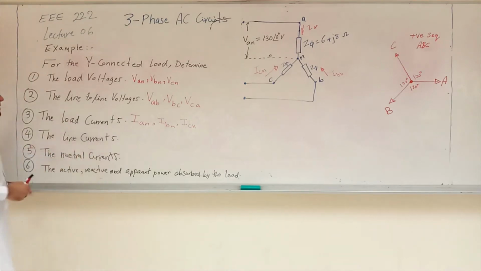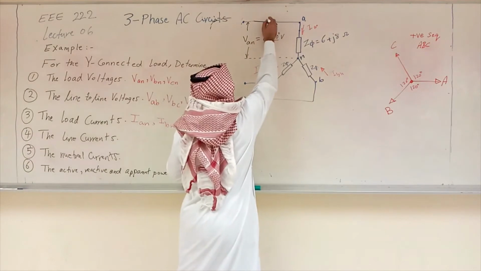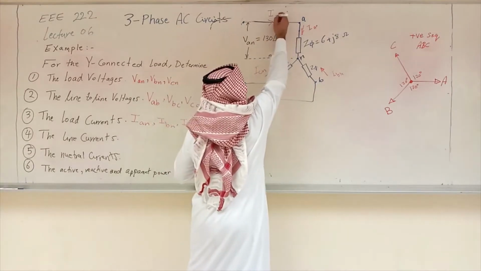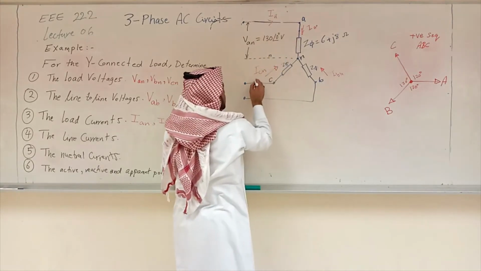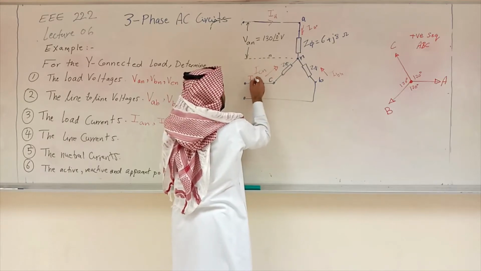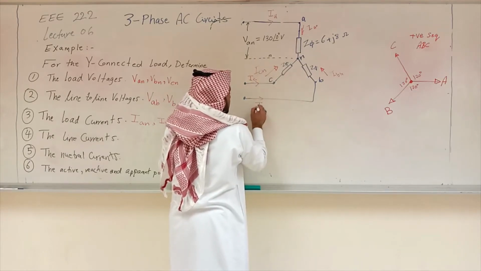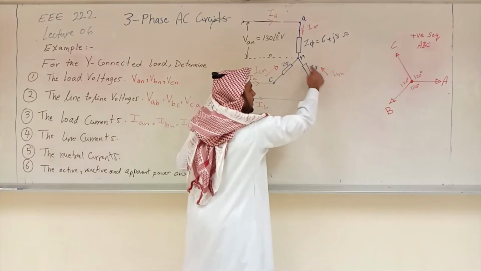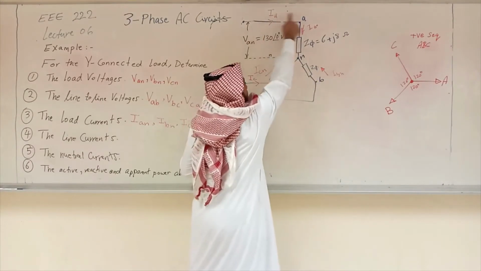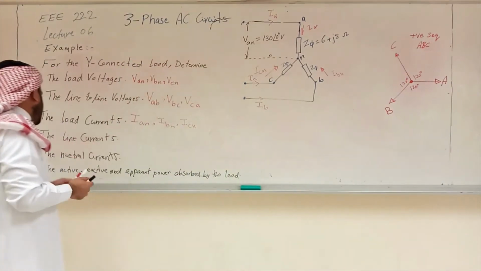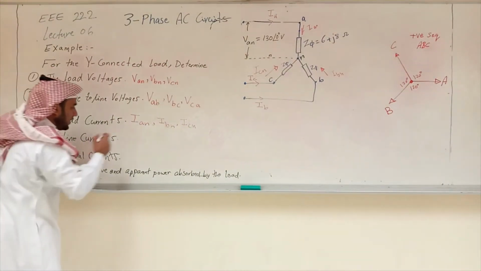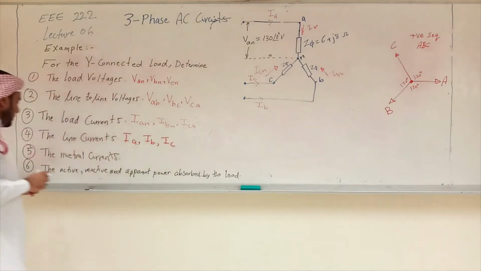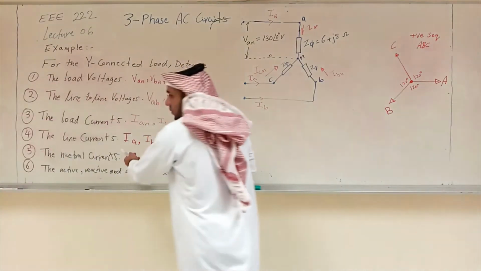Then the line currents. The line currents here are the currents which are flowing in the line. So this is the line current of A, I'm going to call it IA, right? This is the current in C, so this is IC, and this is the current in B, which is IB. It's clear for everybody that these currents are the same as the load currents because it's just one line, in series, so they are the same, as we will see when we solve the examples. So the line currents here are basically called IA, IB, IC.